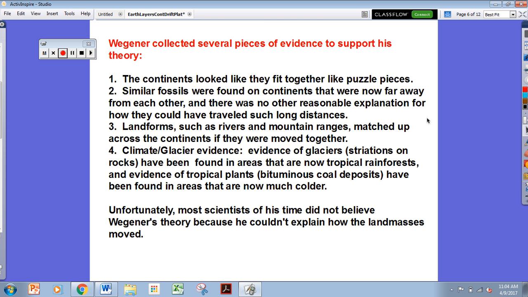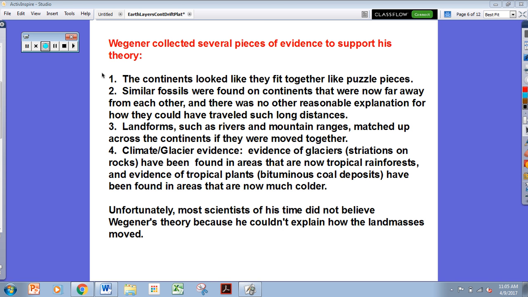He also noticed that landforms, such as rivers and mountain ranges, would match up across the continents if you could move them back together. Like in the video that we watched in class, similar mountain ranges are found in North America and Northern Europe. They're made up of the same kind of rock. They're made up of rock that's of the same age. So it makes sense that at some point in the past, those two areas were next to each other, and that when the continents pulled apart from each other, some of the mountains moved with Europe and some stayed with North America.